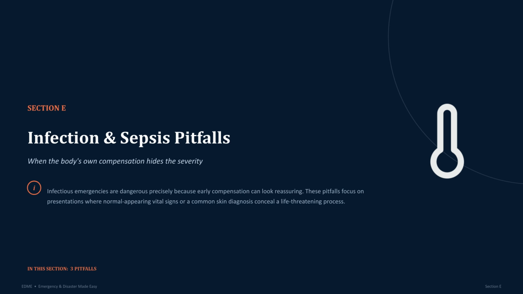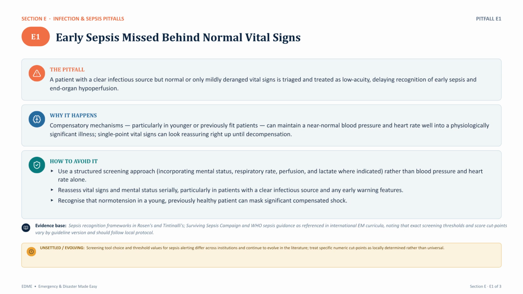Section E covers infection and sepsis pitfalls. The danger here lies in the body's compensatory mechanisms, which can mask severe illness, leading to dangerous delays in treatment. Pitfall E1 is missing early sepsis when vital signs appear normal. Remember that young, fit patients can compensate effectively until they suddenly decompensate.